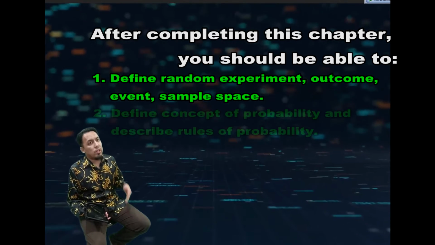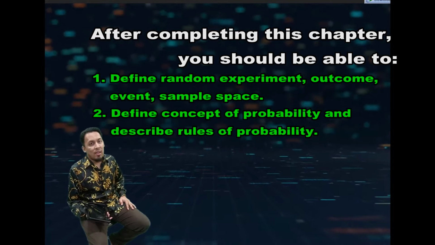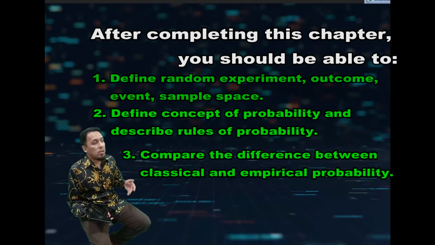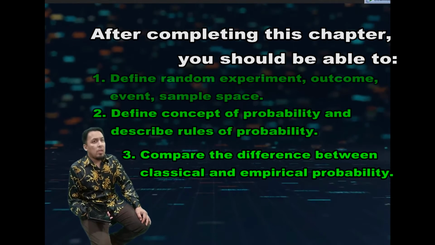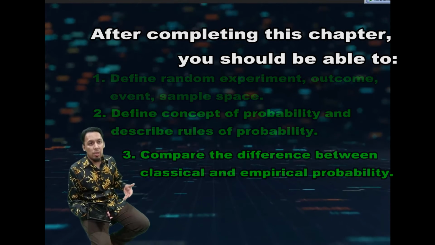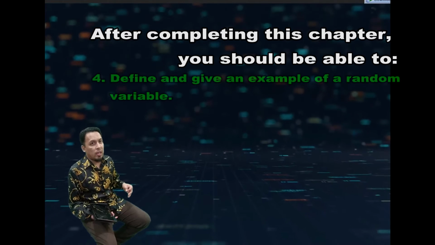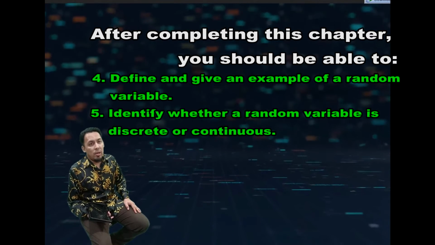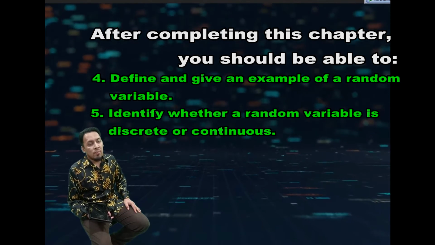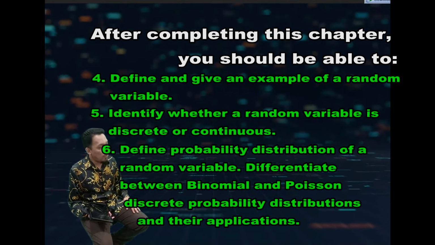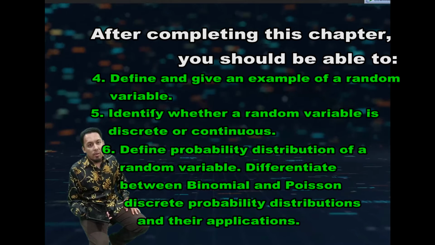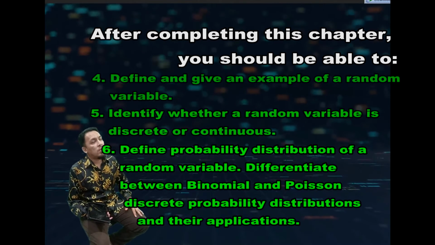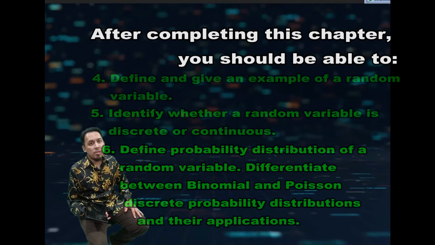For the second one, we also expect you to be able to define the concept of probability and describe the rules of probability. We also expect you to be able to compare the difference between classical and empirical probability. After completing this chapter, we also want you to be able to define and give examples of a random variable. Next, we want you to identify whether a random variable is discrete or continuous. Number 6, you should be able to define the probability distribution of a random variable. You should also be able to differentiate between binomial and Poisson discrete probability distributions and their applications.